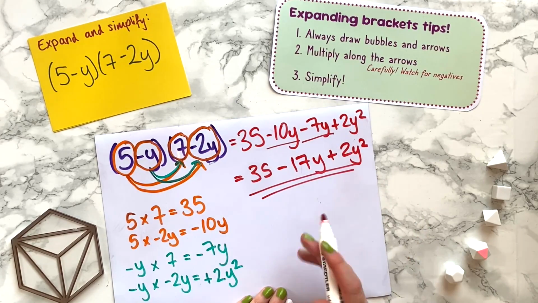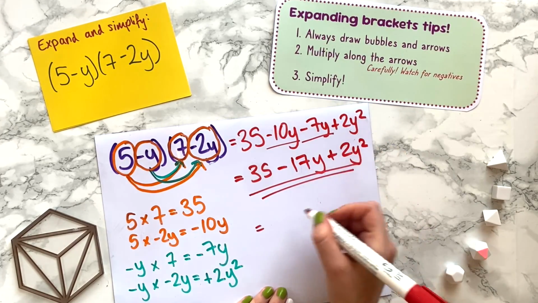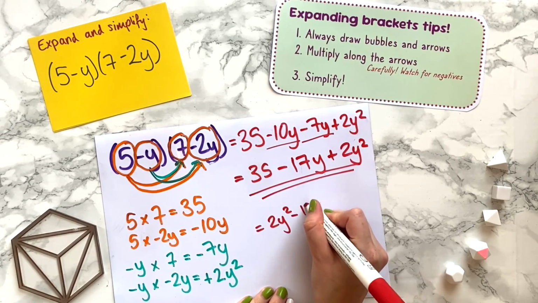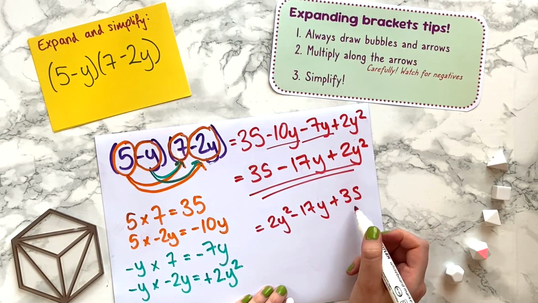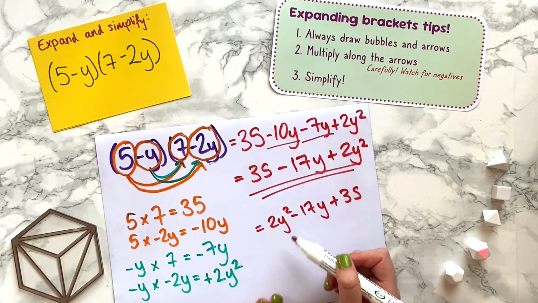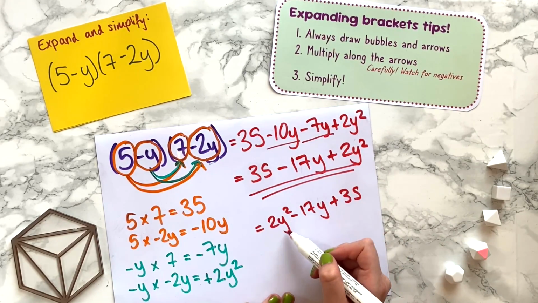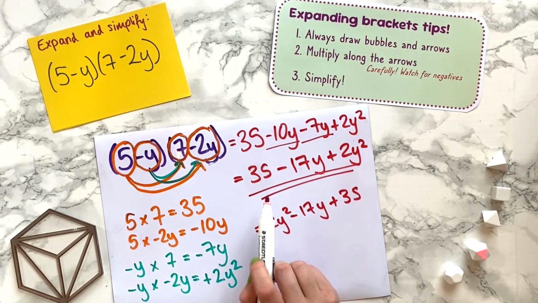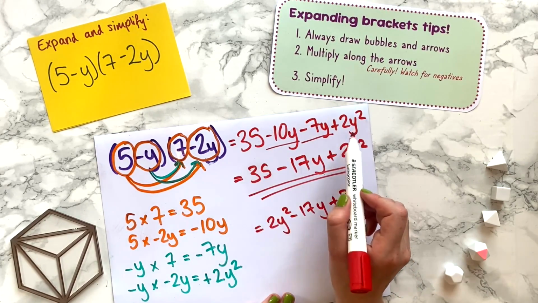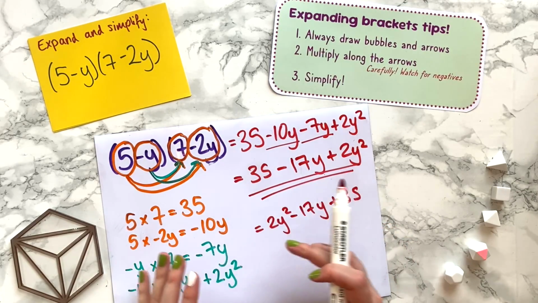Again, you can reorder the terms if you like. You could also write this as 2y squared minus 17y plus 35. Those two things are exactly the same, just reordered to put the y squared at the start. But unless the question asks for it, you don't need to do that. Either of those is fine. So you've successfully learned how to expand and then simplify double brackets.